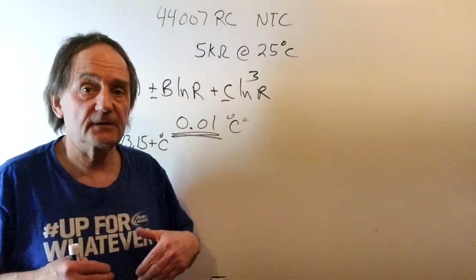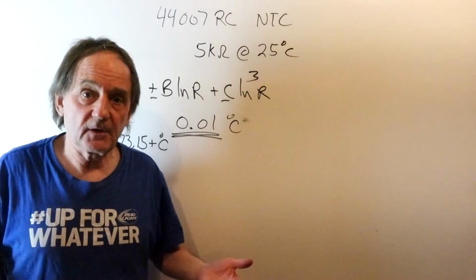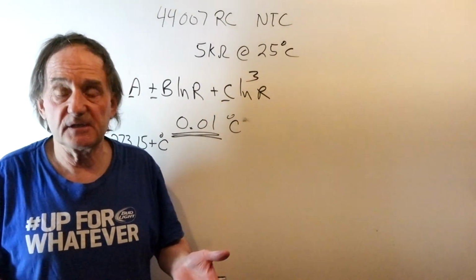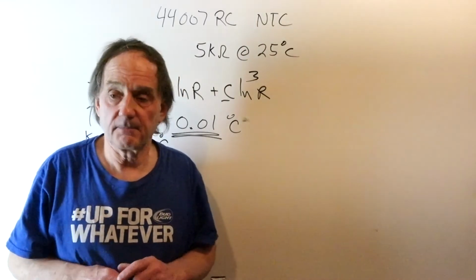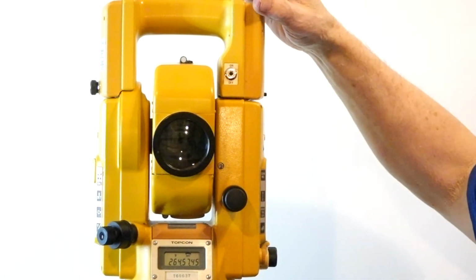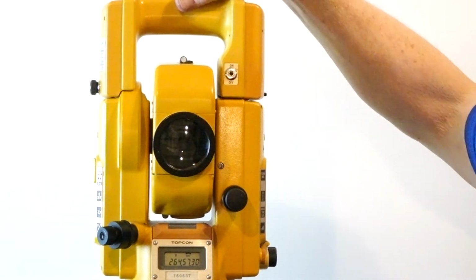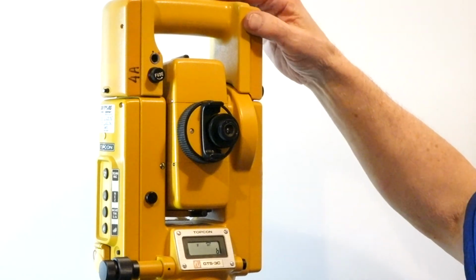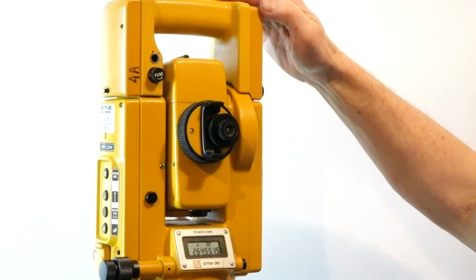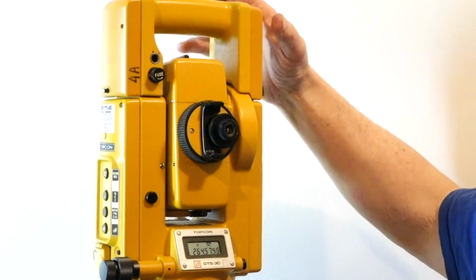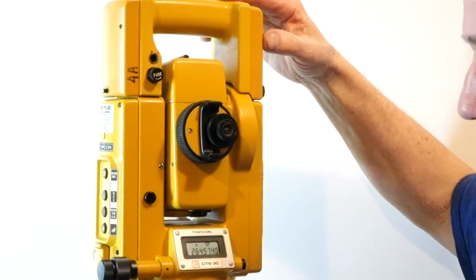Now let's talk about the Topcon GTS-3C total station. This is a secondary piece of equipment that I'll be using. This is the Topcon total station. It's a GTS-3C. It has angular accuracy of 4 arc seconds.